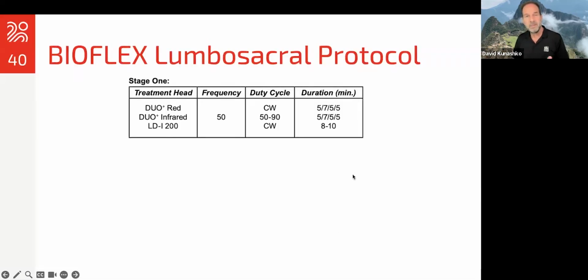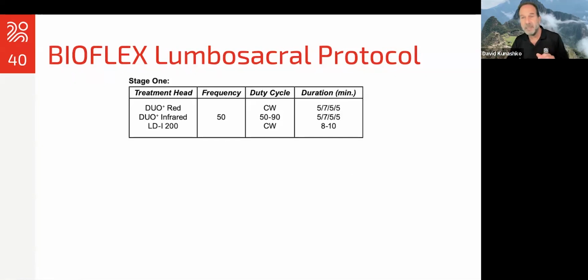The protocol looks something like this. You can see the time frame. The red is anywhere from 5. You can also adjust this. We have 5 minutes and 5 minutes, 7 minutes and 7 minutes. So 7 minutes red, 7 minutes infrared. That reflects that L4, L5 a little bit deeper. That's usually where the common problem is. I'm going to suggest around that time frame, 7 minutes red, 7 minutes infrared.